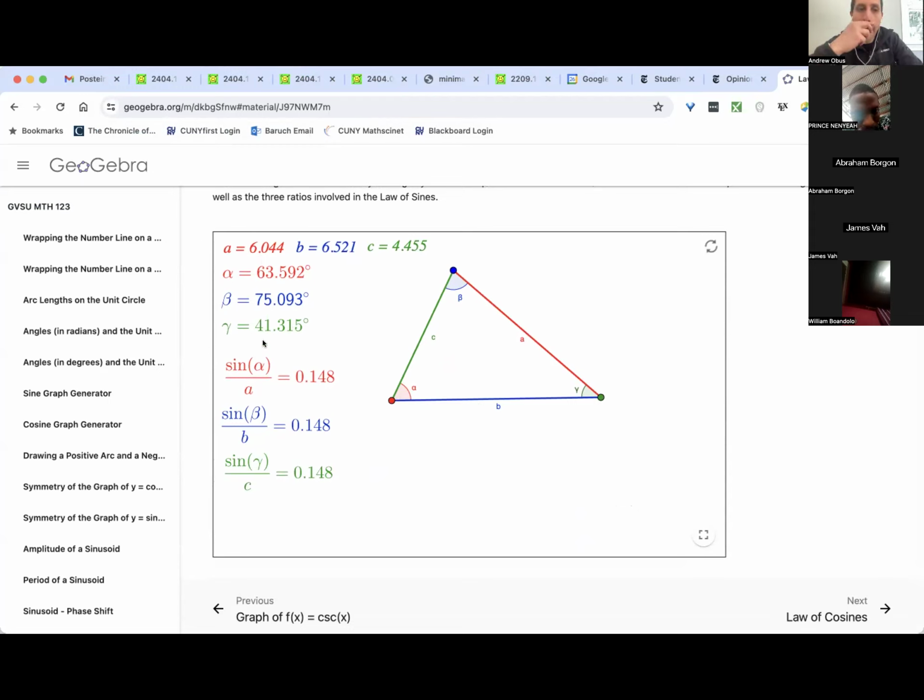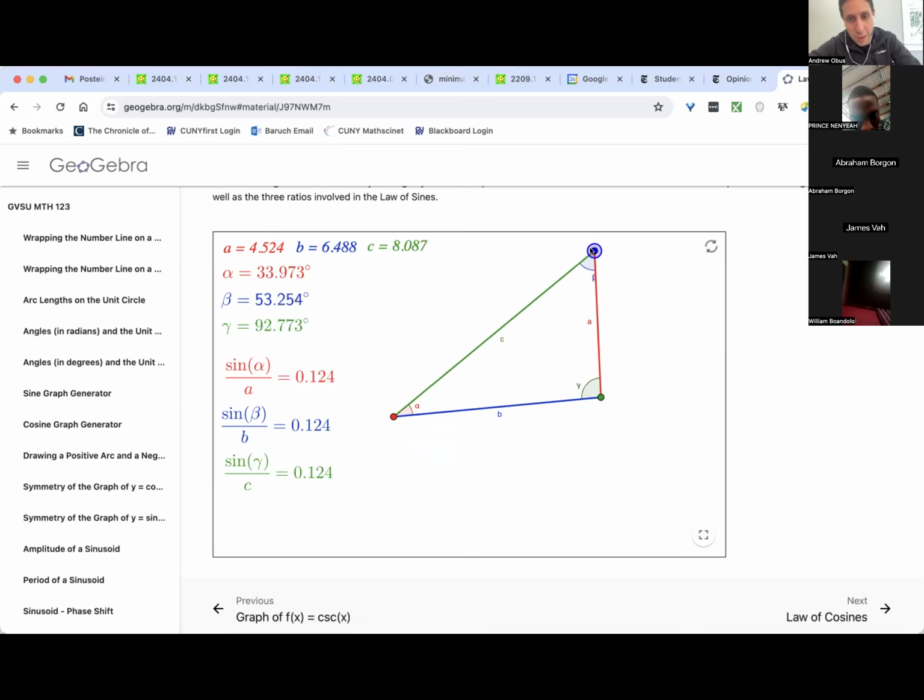Then it calculates the ratios: sine of alpha over A, sine of beta over B, and sine of gamma over C. By the law of sines, these all have to be equal to each other, and they are. It's 0.148. You can drag these points around and make whatever triangle you want, even a right-angled triangle or pretty close to one, and it'll calculate your A, B, and C, but it'll always show you what these ratios are.